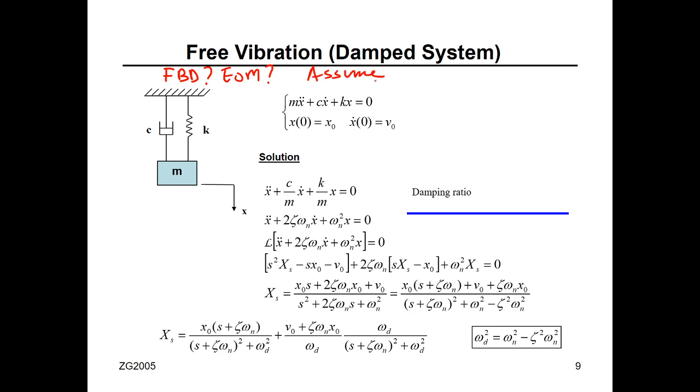Same assumption as before. x is measured from equilibrium position. And by the way, in the problems that you will see in the book or in the exam, it should always be clear that the displacement is measured from equilibrium position. He should say that clearly. Also given initial conditions x naught and v naught, the initial displacement and the initial velocity.